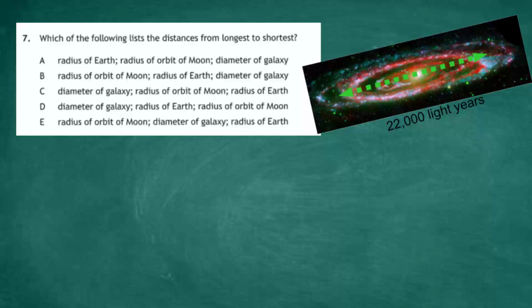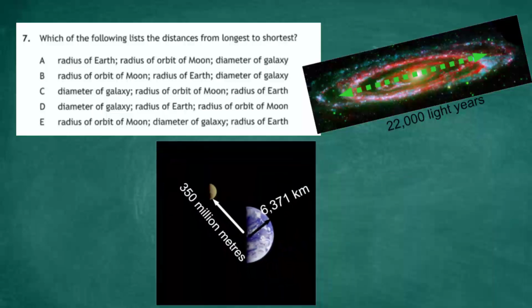Now, if we look at the Earth and the Moon, the distance between the Earth and the Moon is going to be its orbital radius, and that's 350 million metres. So that's why it comes in second place. And of course, the radius of the Earth is 6,371 kilometres. So our answer to that question has got to be answer C, because we've got the diameter of the galaxy coming the longest, the radius of the orbit of the Moon, and the radius of the Earth. So the answer is going to be C.